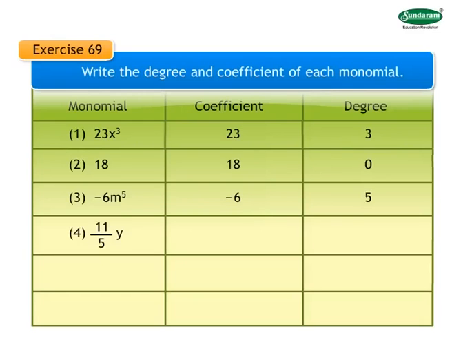11 upon 5y. Here, 11 upon 5 is the coefficient and 1 is the degree. a raised to 2. Here, 1 is the coefficient and 2 is the degree. x. Here, 1 is the coefficient and 1 is the degree.